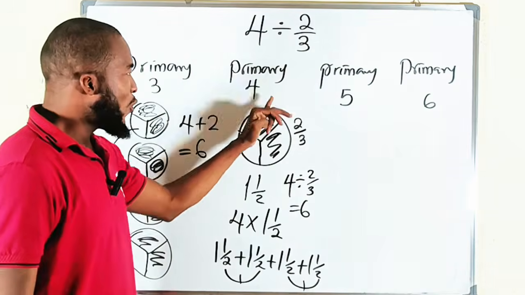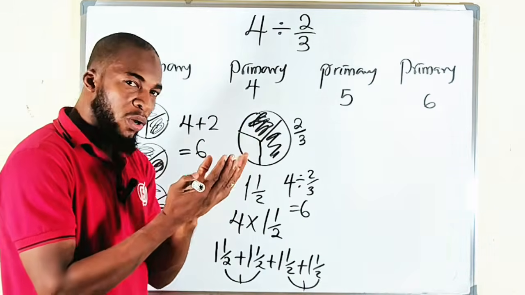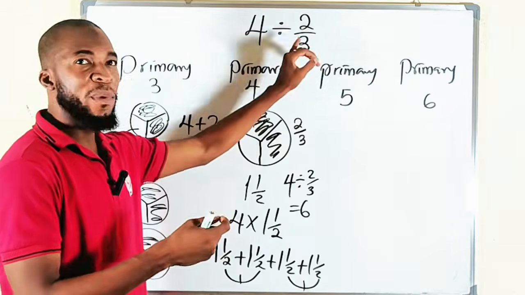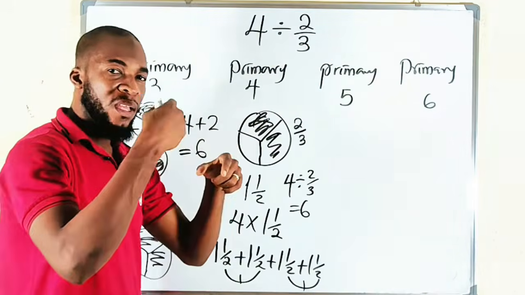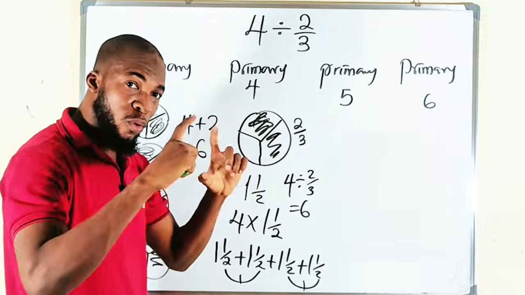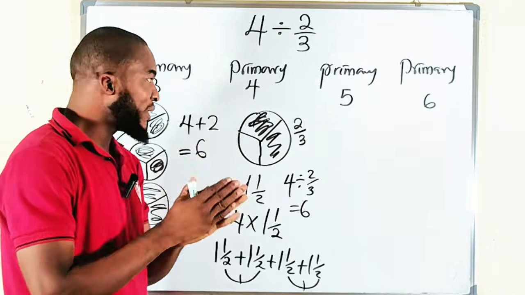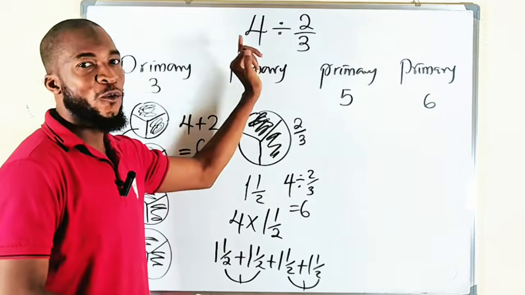So in primary 4, we are starting with 1 whole. Then we ask the students how many lots of 2 over 3 there are in 1 complete whole. Whatever you obtain, you multiply by 4 since we have 4 wholes.